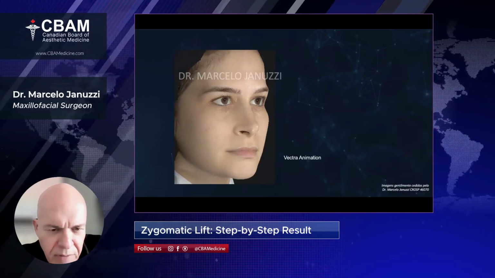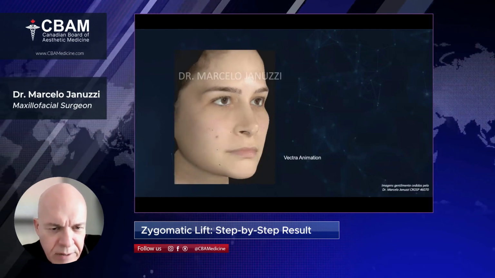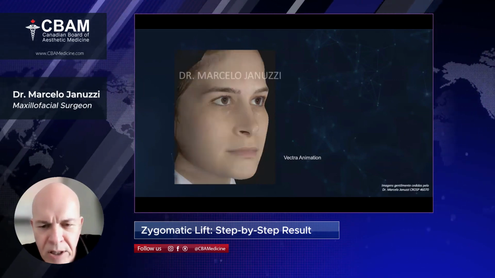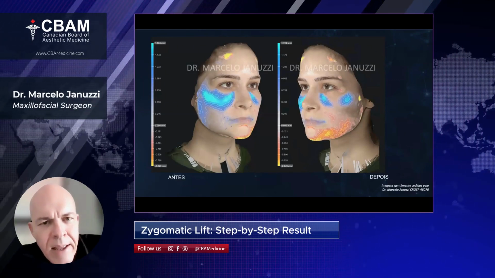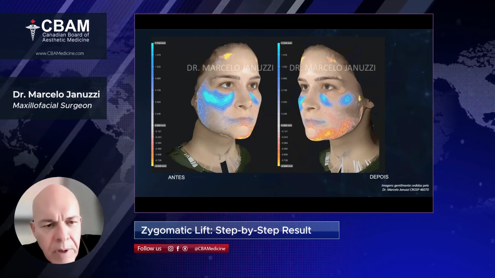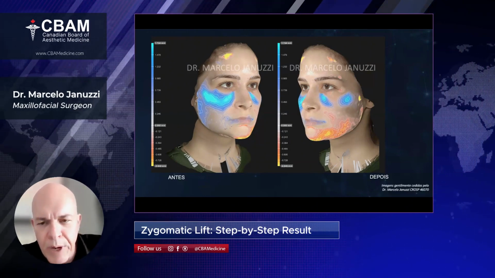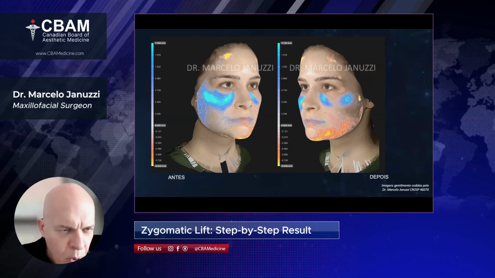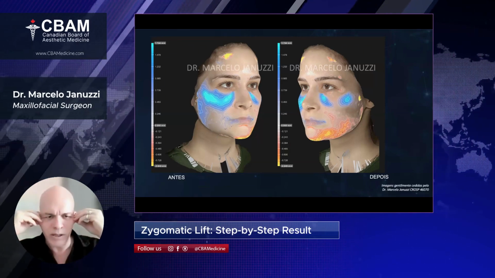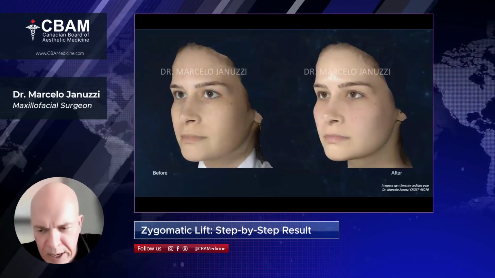So the animation of the vector system showed us the transformation, before here and after here. Before here and after here. We have a transformed patient immediately. Here we can see in the vector analysis the difference of volume in the zygomatic area with only a half syringe each side. We have 1.7 millimeters of growing tissue in the zygomatic area, with only one syringe of hyaluronic acid.